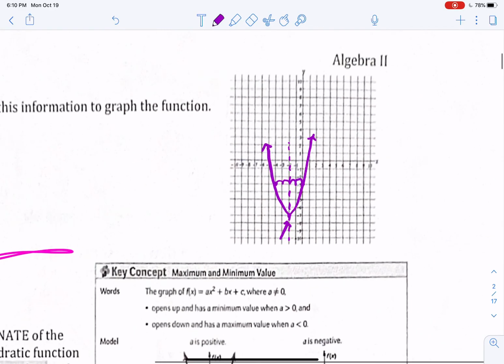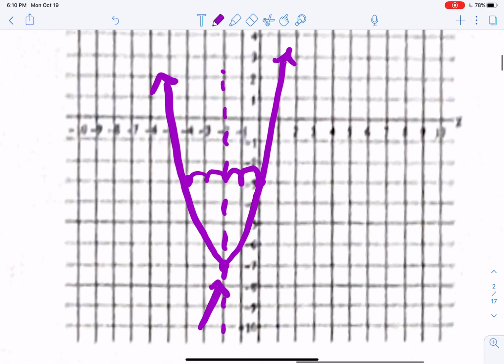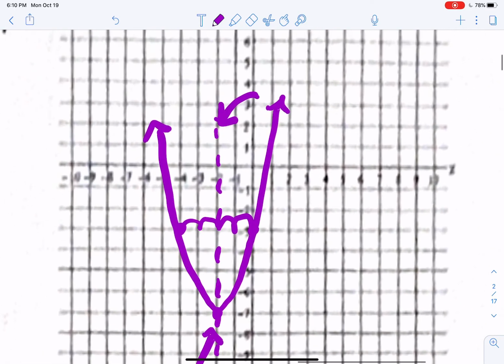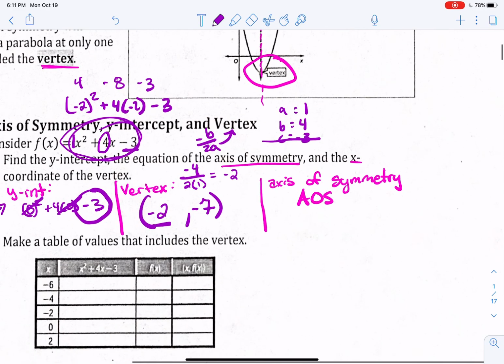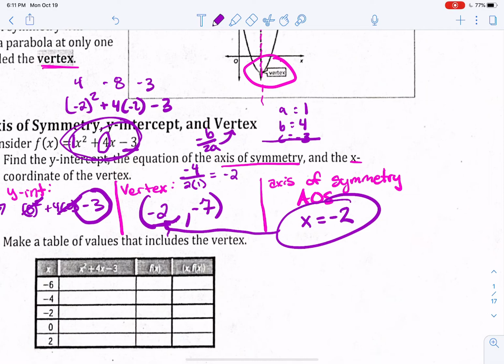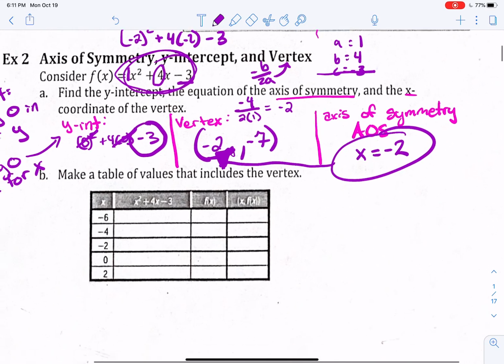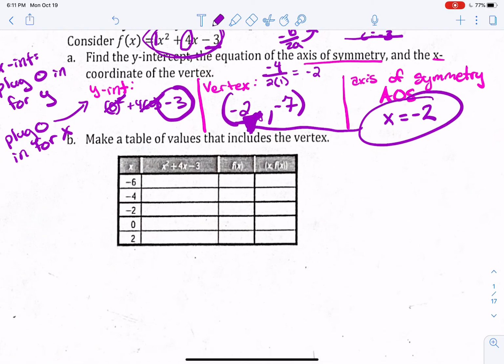But they want us to talk about what that axis of symmetry looks like. So this dotted line, it's a vertical line, and vertical lines always have the equation x equals something, okay? And where it goes through the x-axis is at negative 2. So the equation for my axis of symmetry is x equals negative 2. And there's a trend with the way that works. X equals negative 2 will always be the x-coordinate of the vertex. Those two will always go together. That's really nice, because as soon as you have the x-coordinate of the vertex, you know where your axis of symmetry is located, okay?